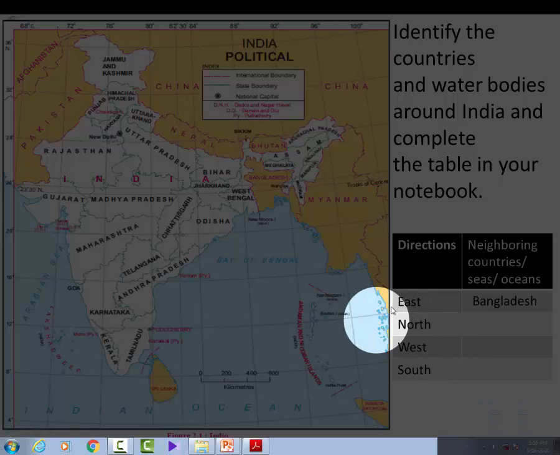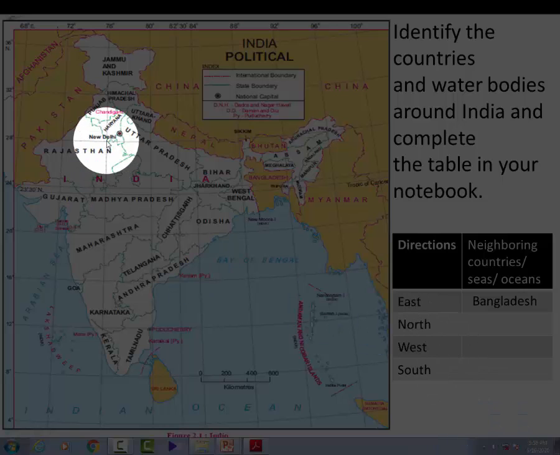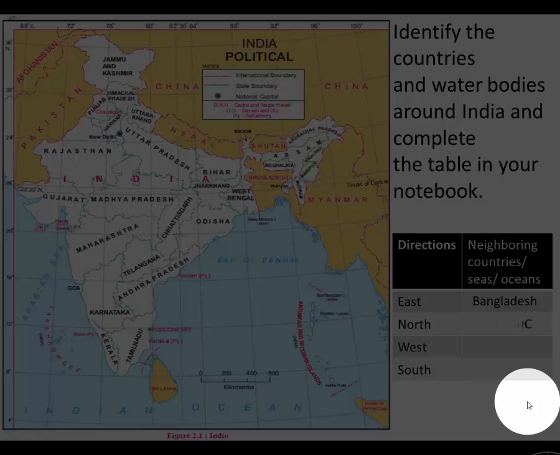Now the country which is on the north side of India. These are Nepal, Bhutan, see, and China. Now the second answer is China.